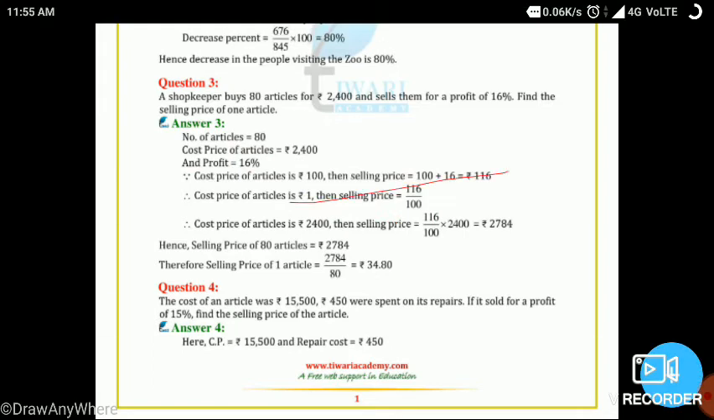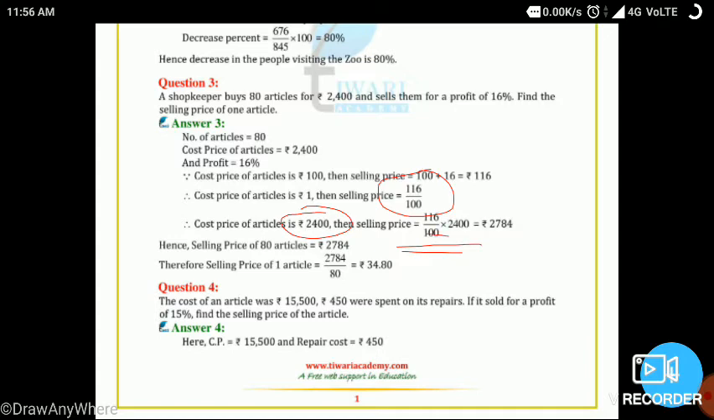Understood? Okay, cross multiply and put this into the denominator. So 116 upon 100. In the same way, the cost price of the articles is equal to 2400. Okay, which is given in our question. Then the selling price is equal to what? So in the same way, here we also use the unitary method, and see, we multiply this and put 1 in the denominator. Okay, so see, 116 upon 100 multiplied by 2400, right? So 116 upon 100 into 2400.